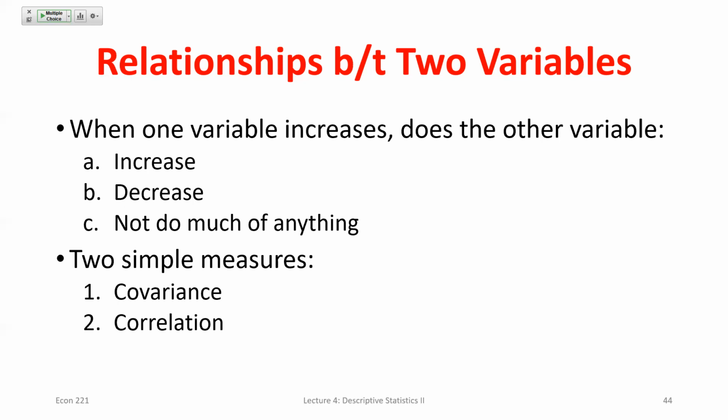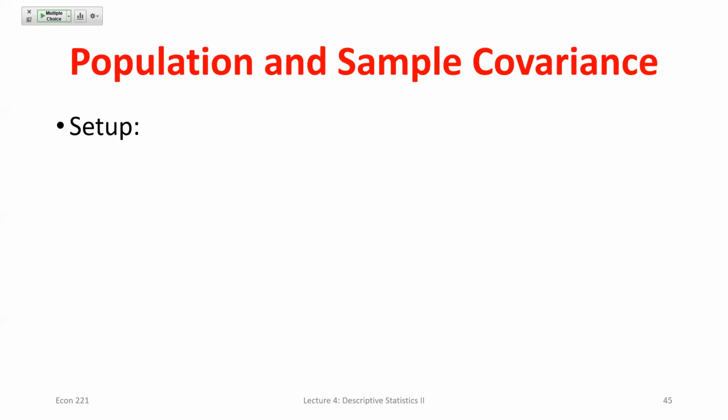So we have two simple measures of this, the covariance and the correlation coefficient, or just in general, a correlation. Right? To come up with that correlation, we actually first need to find the covariance. Okay? So we'll talk about the covariance first, which is, let's assume we have two variables, X and Y. We're just going to keep this in a general form.